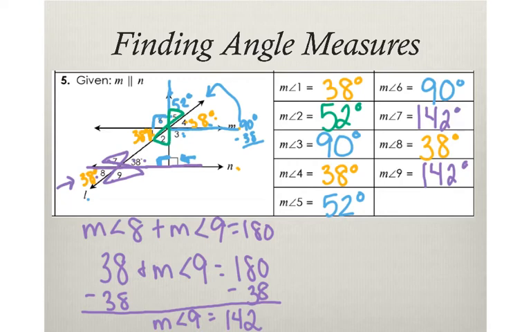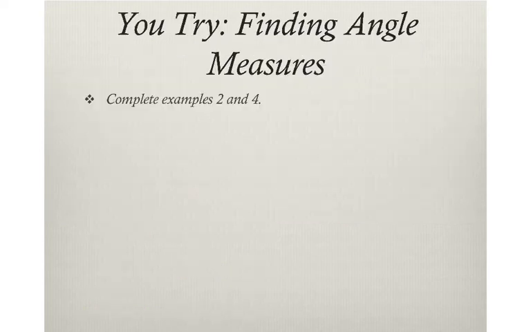So what I'm going to have you guys do now is try number 2 and number 4. Now, with number 4, I'm just going to give you the hint. You have 2 different transversals here.